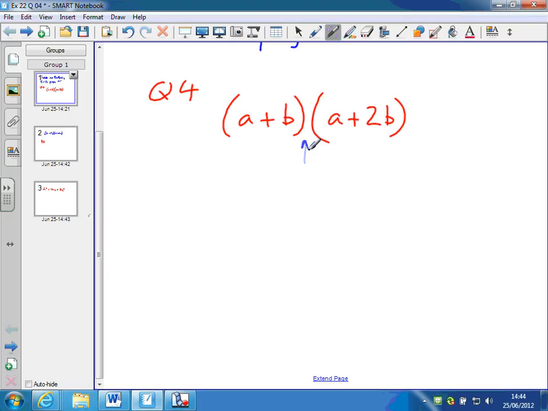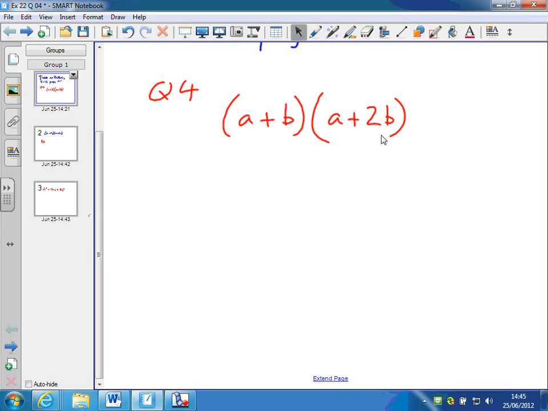So what I tend to do is I take the a in the first bracket and then multiply that by each term in the second bracket. So I'll take the first term in the first bracket, multiply it by each term in the second, and then when I've done that, I take the second term in the first bracket and multiply that by each term in the second bracket. So that's the process I use. There are other ways that you may have learnt, but the bottom line is you must make sure you multiply every term in the first bracket by every term in the second bracket.